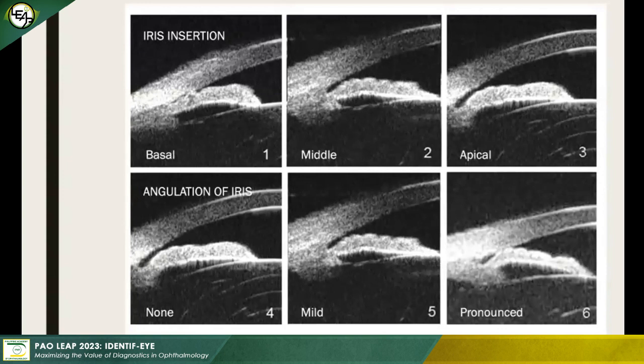Another parameter is iris insertion. So this refers to where your peripheral iris inserts in your ciliary body. Is it very basal or is it closer to the ciliary process? Is it more apical? Another parameter is the angulation of the iris. This describes how your peripheral iris inserts to your ciliary body, or the degree or the steepness at which it inserts into your ciliary body. So notice how it's steeper. None, it's just relatively flat. For mild, there's a bit of a dip. For pronounced, it's like a very steep cliff and a steep drop off.